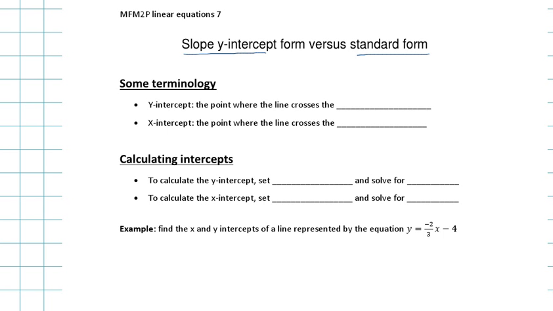When I say the y-intercept, that's the point where the line crosses which axis? The y-axis, right? Remember that we talked about the Cartesian plane earlier on, and that this is my y and this is my x-axis. So whenever I graph a line, this point right here is the y-intercept. It's when the line crosses the y-axis.